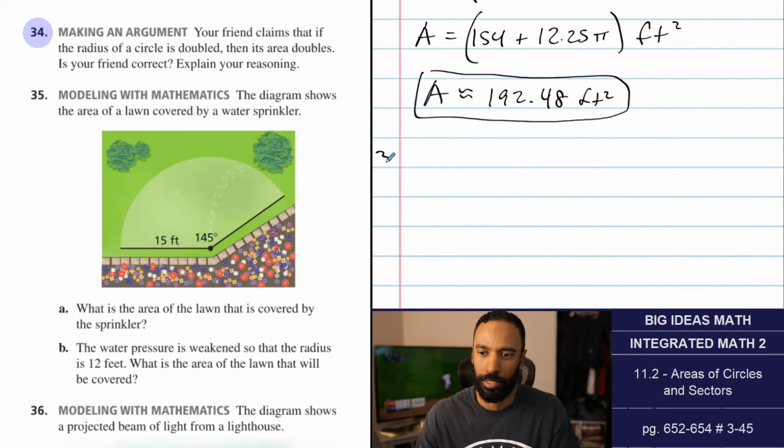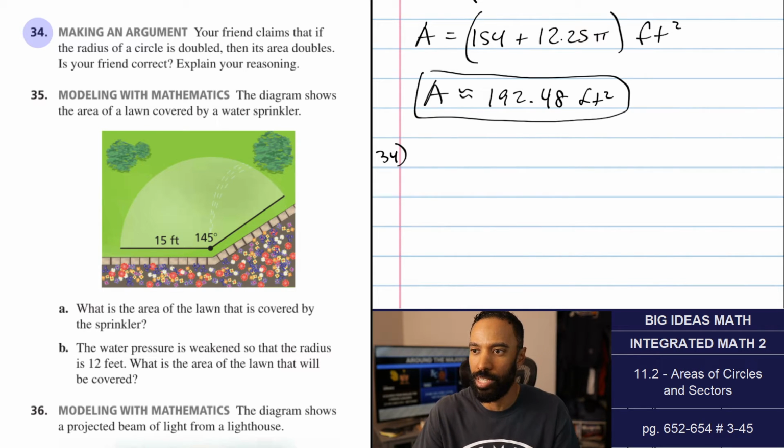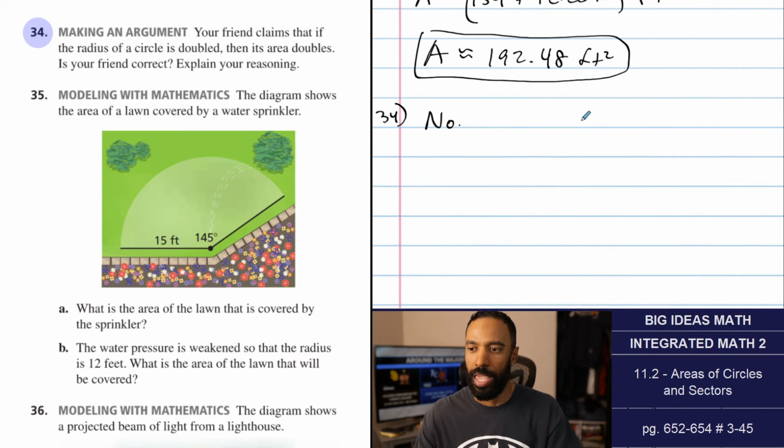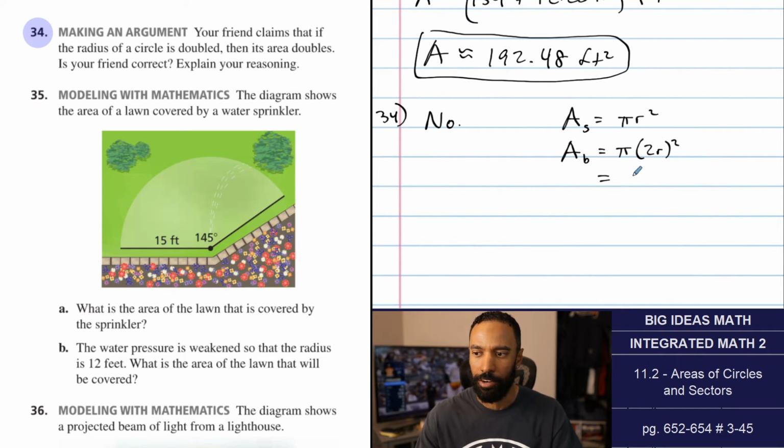Making an argument. Your friend claims that if the radius of a circle is doubled, its area doubles. Is your friend correct? No. So I've stated this a couple times here. I was going to type the letters N-O, but I think I'll write it. Explain your reasoning. I'm going to show you mathematically why this doesn't work. If you have a radius of r, then the area, I'll just say small, is pi times r squared. If you double that radius, then the area of the bigger one is pi times 2r squared. What happens when you square 2r? You get 4r squared. So pi times 4r squared, which is 4 pi r squared.